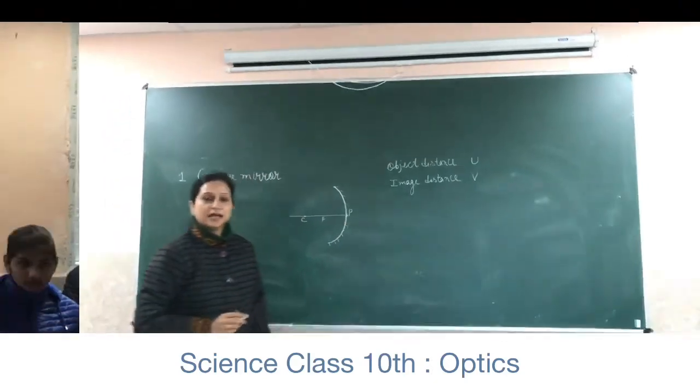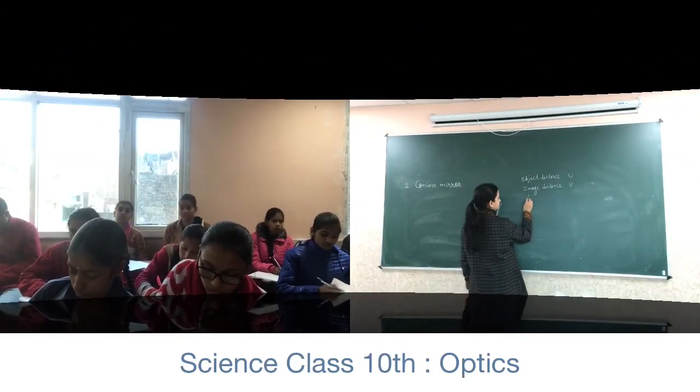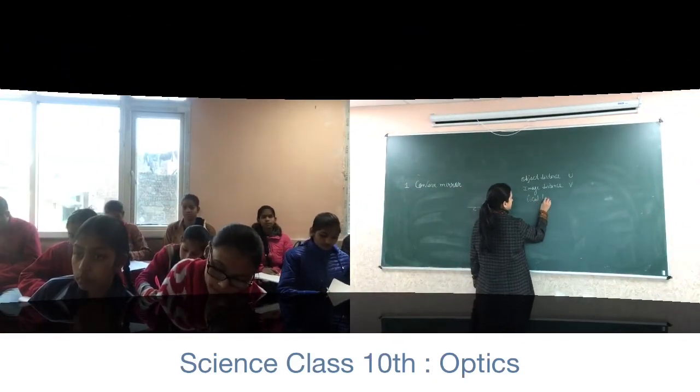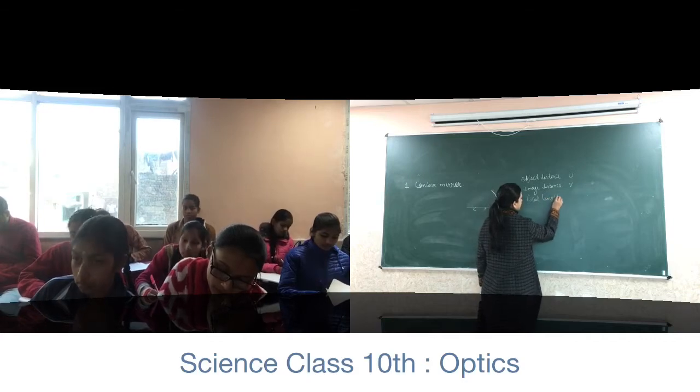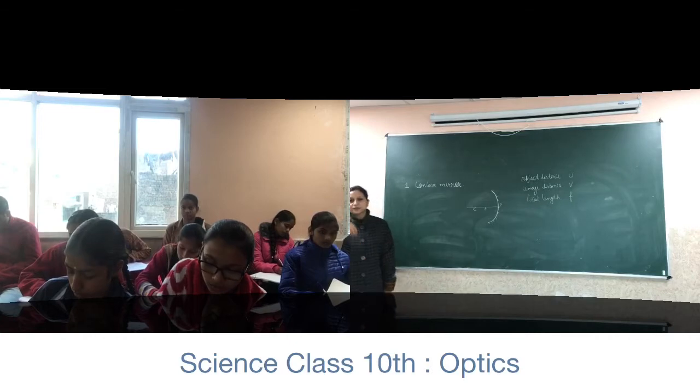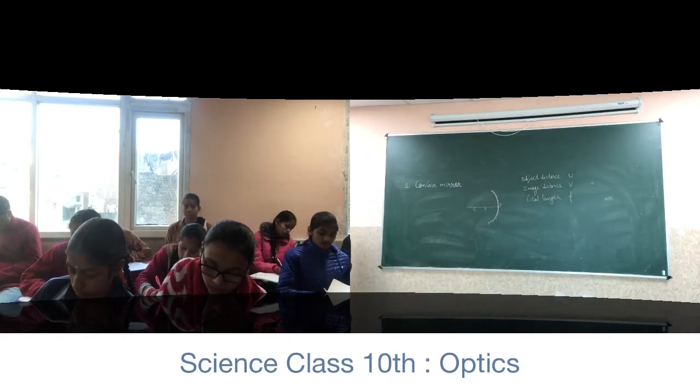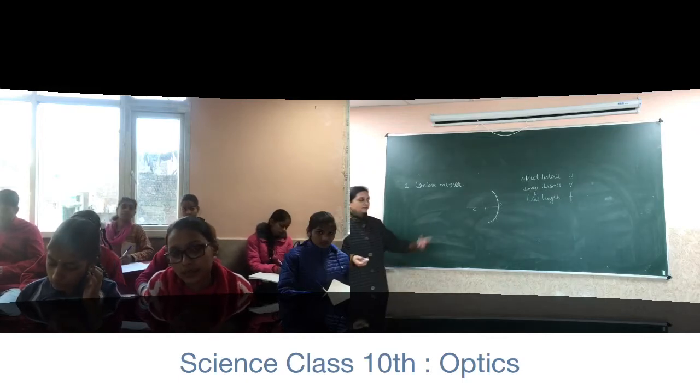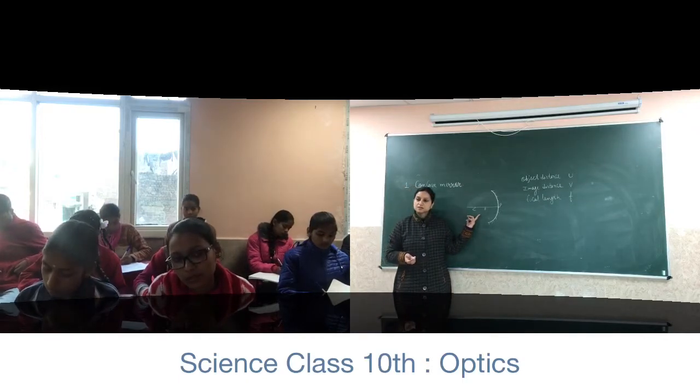Okay? And focal length that we did yesterday. Focal length is small f. Very good. So these are the three symbols which we use for the object distance, image distance, and the focal length. Now let's apply the conventions.